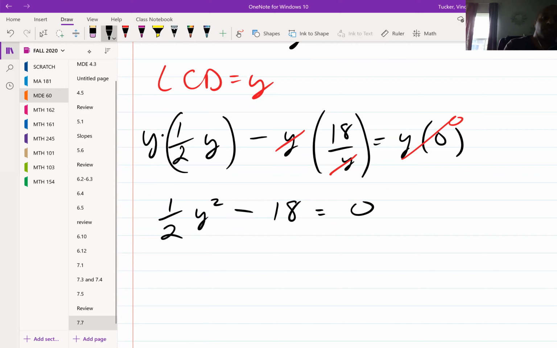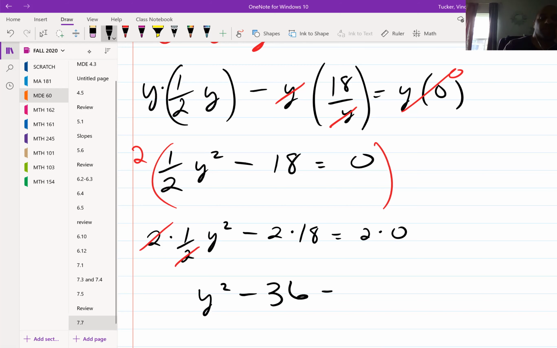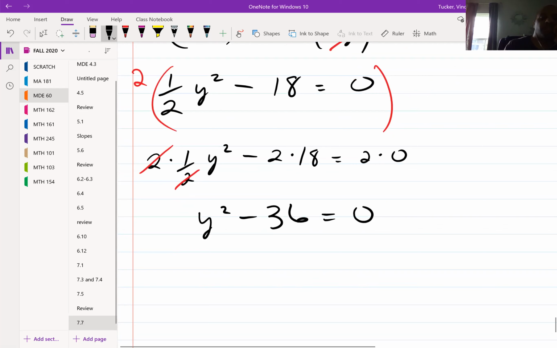What you can do now, if you want to get rid of this 1/2, is multiply everything by 2. That cancels out the 2s. That leaves y squared minus 18. Close. So remember, you have to multiply everything by 2. Remember, in order to keep your equivalency for your equation, whatever you do to one term, you have to do to all terms. So like you said, the 2s will cancel here, leaving you with just y squared. But then 2 times 18 is 36. Then I got the, what they call it, difference of squares. Yep, you got it. Difference of squares.